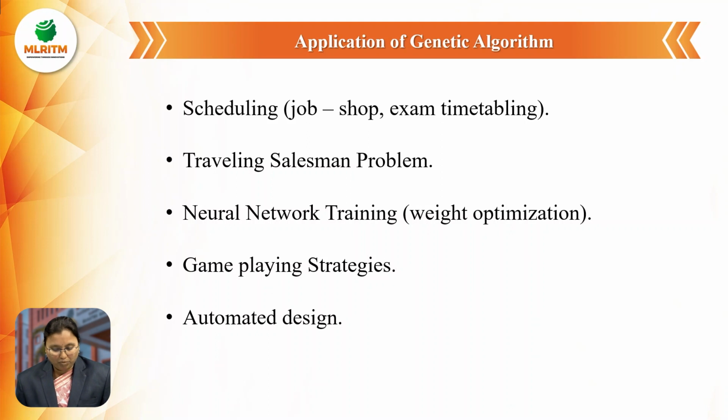So the next one is game playing strategy. While we are playing, we have to use this strategy. The next one is automated design. While we are designing, the genetic algorithm is used.